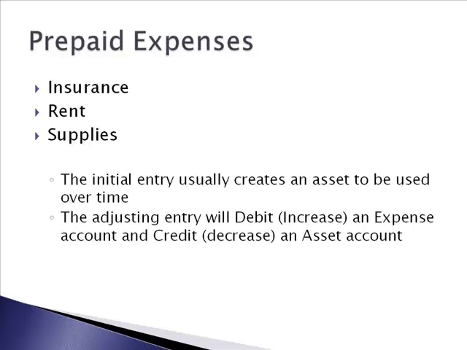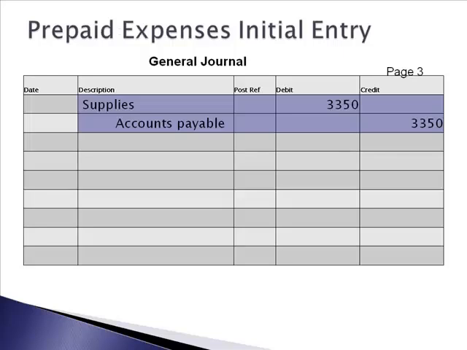Prepaid expenses are initially recorded as assets, but become expenses as time passes. Examples of prepaid expenses are prepaid insurance, prepaid rent, and supplies. Here we see a typical journal entry for supplies when supplies are purchased. When we buy supplies on account, we debit supplies for the amount that we've bought, the asset that we have, and credit a liability, a promise to pay back in the future the purchase of those supplies.